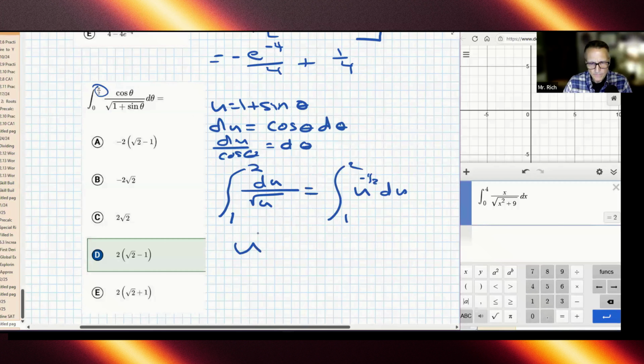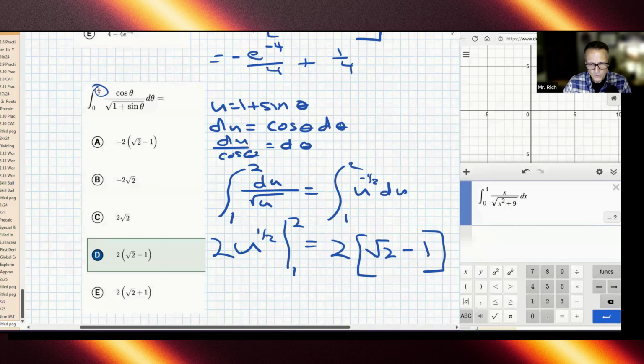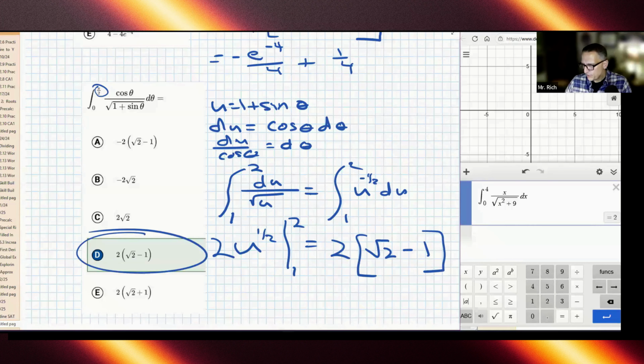Antiderivative, add 1, divide by that. That becomes 2, u to the 1/2. I would evaluate that from 1 to 2. 2 times square root of 2 minus 1, right? 2 goes in there. 2 to the 1/2 is the square root of 2. 1 to the 1/2 is 1. There you go. That's how it works. So u sub makes that pretty handy.